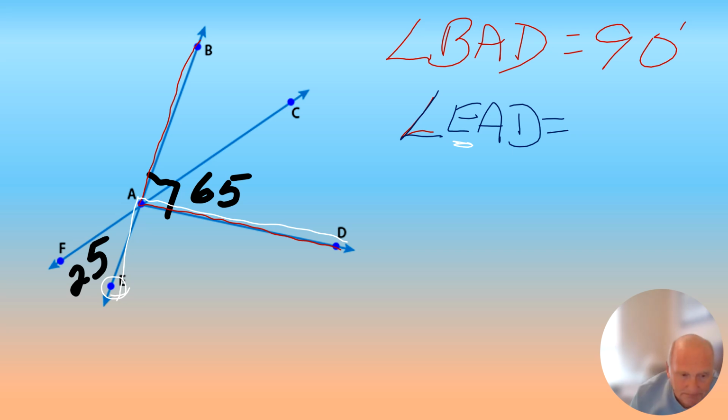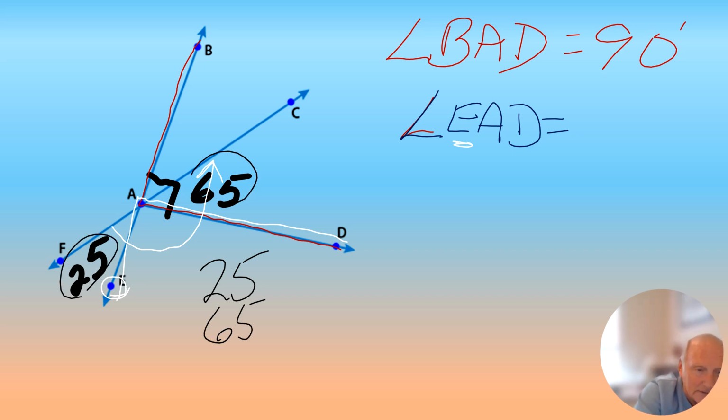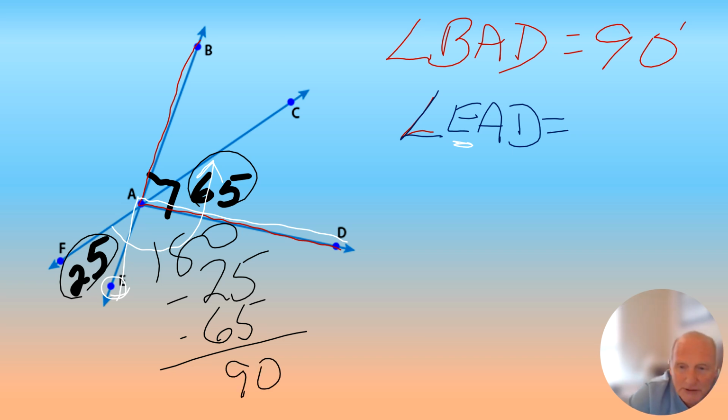How many degrees? Well, let's see. This time, here's my straight line right there. And in that straight line, I have 3 angles. I have one that's 25 degrees, and another that's 65 degrees. I got these two guys. How much of it did they eat up? Well, I can take my 180 degrees and subtract those, and I come to 90 degrees. So EAD is also 90 degrees.